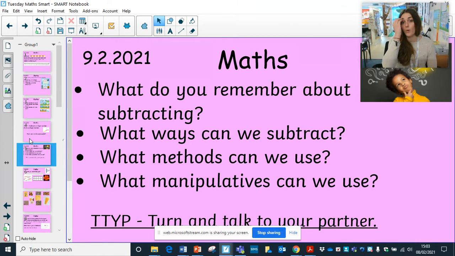So, what do you remember about subtracting? Discuss with someone, write it down however you'd like. What ways can we subtract? What methods can we use? And what manipulatives can we use? So there are some questions to think about and to answer or discuss with somebody.